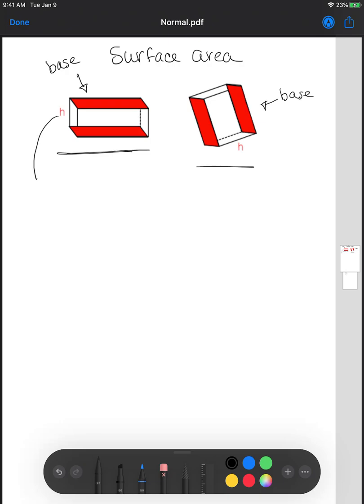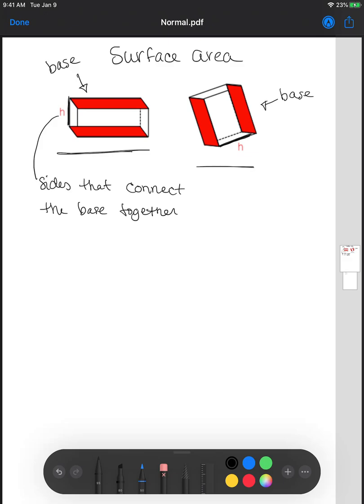And the height is going to be the sides that connect the base together. So right here, this one connects the bases together. Right here, this connects the bases together. So that's how you're going to know which one is the height.